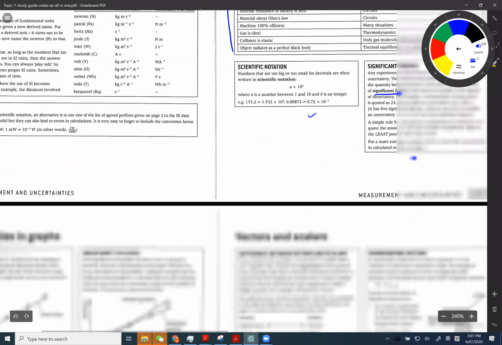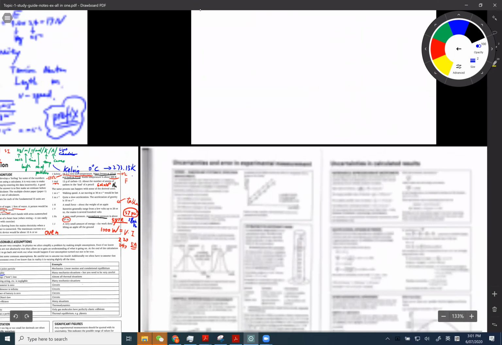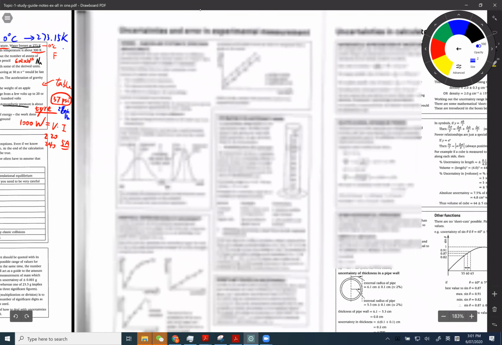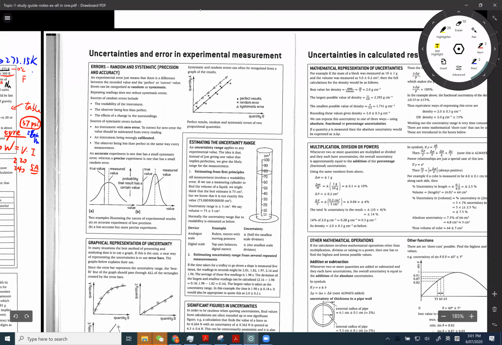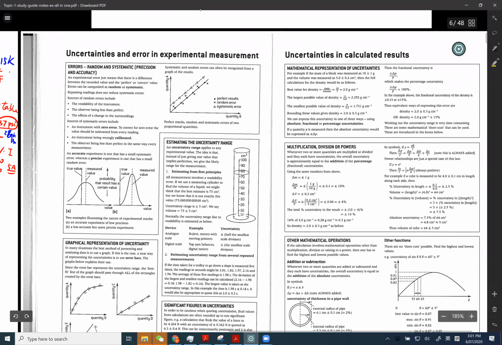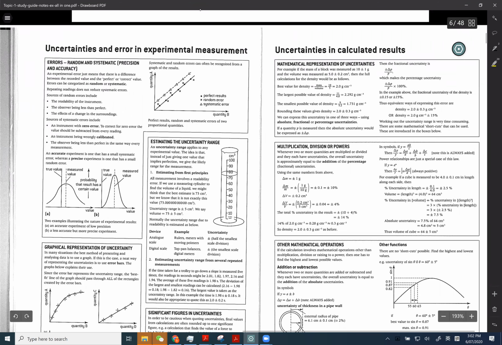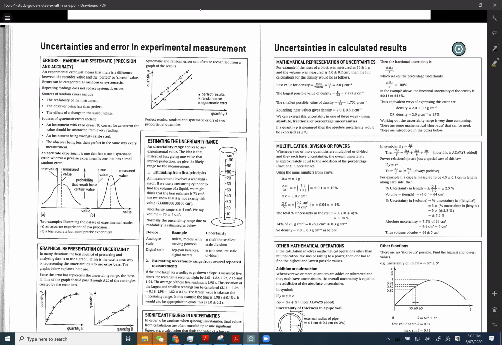Yo, finally, the very important part. Yes. This part important and annoying. But in pre-IB, you learned that, right? No. Oh, no, okay. For uncertainty.